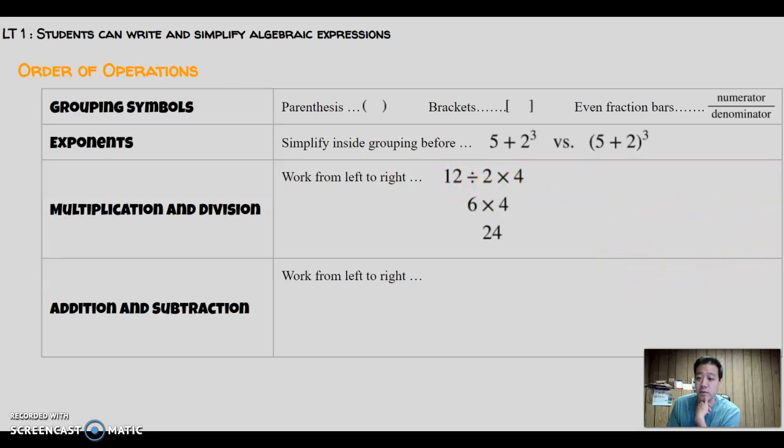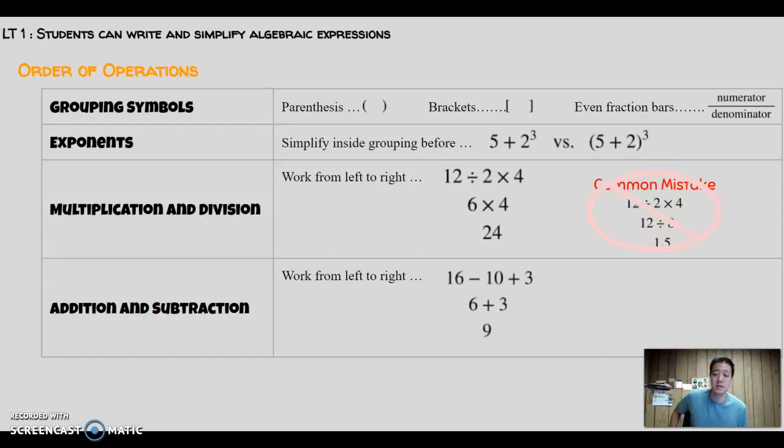Same thing for addition and subtraction. There it is, a common mistake. For addition and subtraction, again, just go left to right: 16 minus 10 first, and then add 3, we get 9. A common mistake is some students want to treat this as a positive 10 first, and then add that to the 3. We don't add first. We just go left to right, so don't do that here.